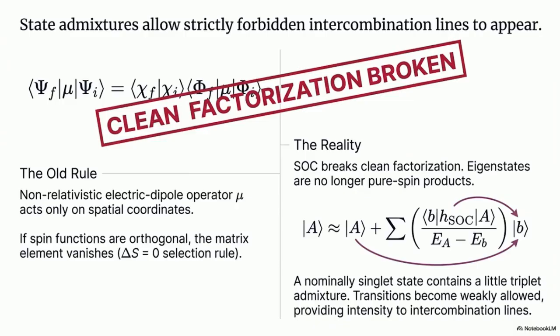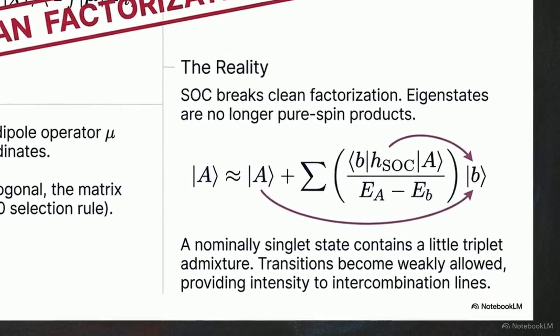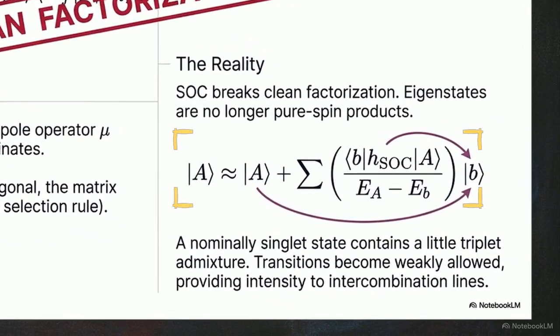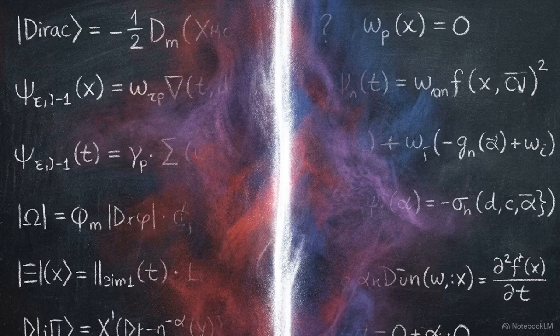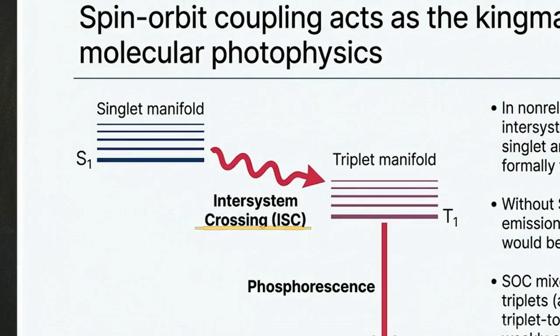Spin-orbit coupling prevents us from mathematically separating the spin and spatial components of a state. As seen here, a normally pure singlet state gains a fractional addition of triplet character. The states are no longer pure. This mixing of states provides the transition intensity needed for physical processes that would otherwise be strictly forbidden. In intersystem crossing, an electron moves between the singlet and triplet manifolds, a transition normally forbidden by quantum rules.